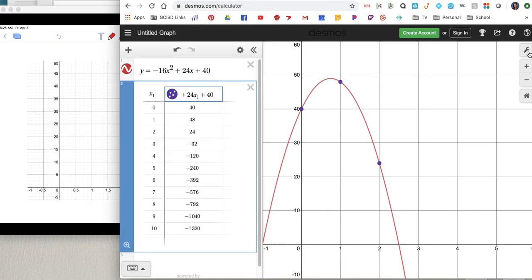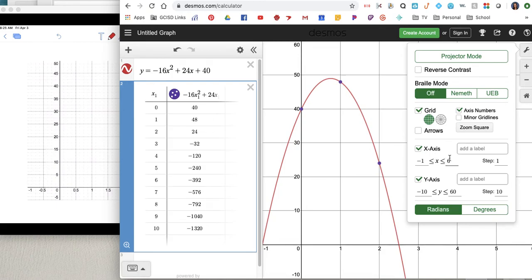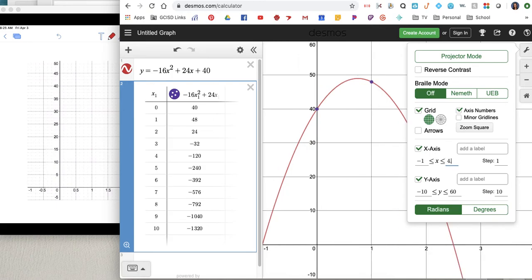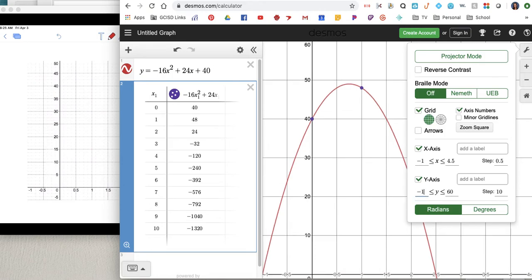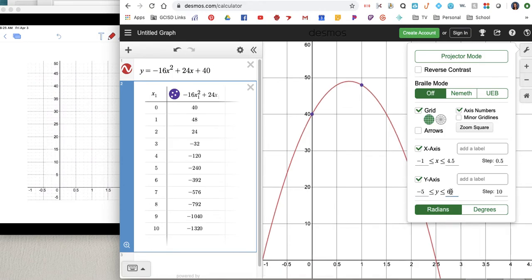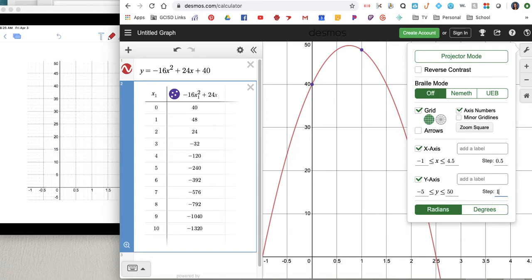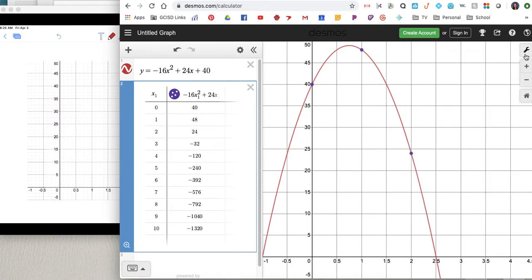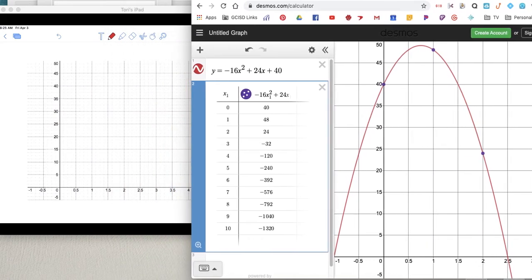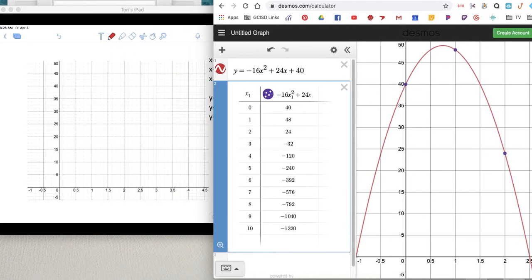I'm going to my settings. I'm going to go from -1 to 4.5, and I'm counting not by 1s, but by 0.5s. From my y-axis, I'm going from -5 this time up to 50, but I'm counting by 5s instead of 10s. All right, click the wrench when you're all set. I'm going to move this over so we can graph our points.